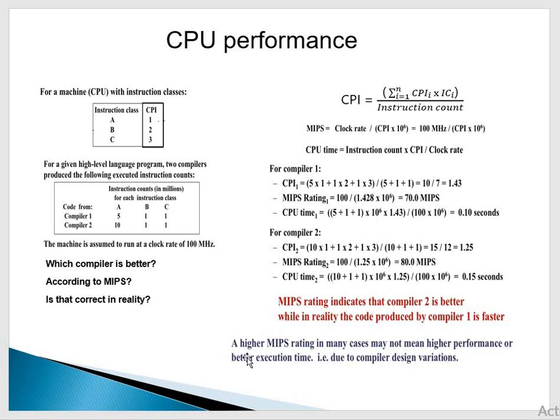So what can we conclude from this? A higher MIPS rating in many cases may not mean higher performance or better execution time. That is due to compiler design variation. So not only the MIPS rating decides the execution time, but the design of the compiler also decides the performance of the CPU. So this is all about how we can evaluate the performance of the CPU. Thank you.